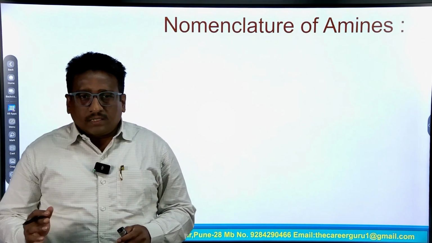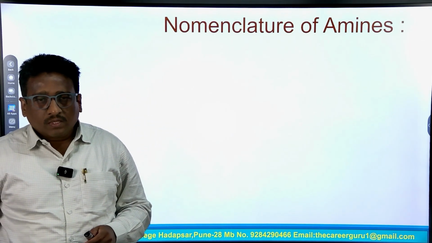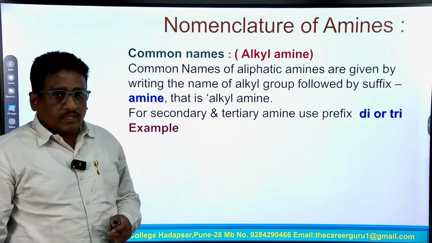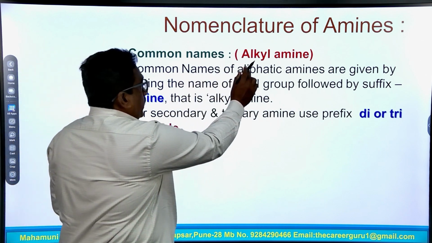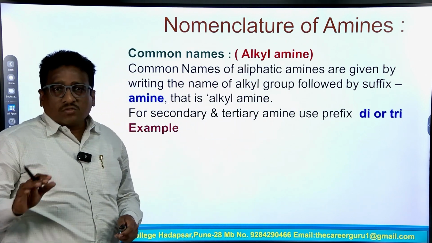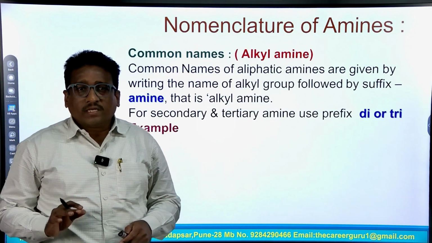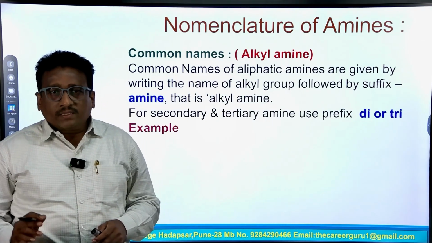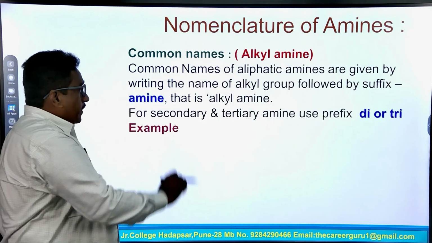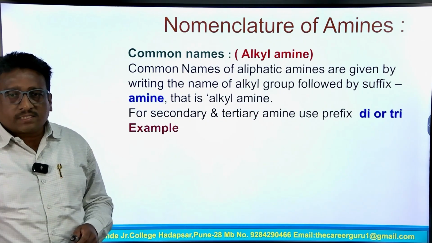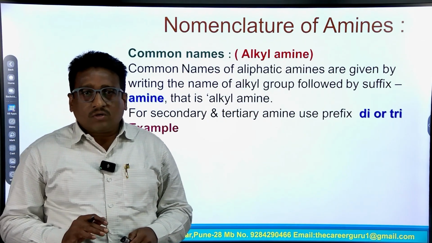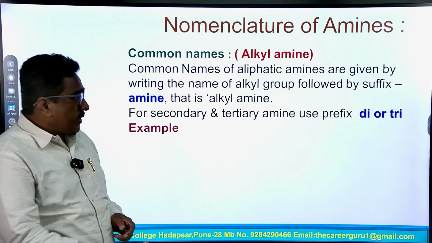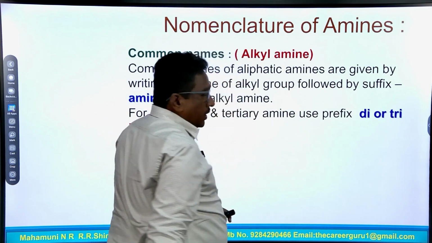So the next point, nomenclature of amines. So there are 2 nomenclature systems of amines. Number 1, common name system, and the general common name of amine is alkyl amine. So in this nomenclature system, first write the name of alkyl group or aryl group attached to nitrogen atom and then write the suffix amine. But for secondary and tertiary amines, if same alkyl or aryl groups are attached to nitrogen atom, then use prefix di or tri.